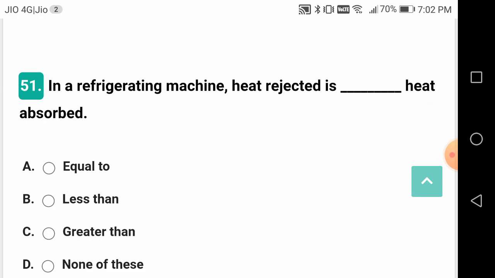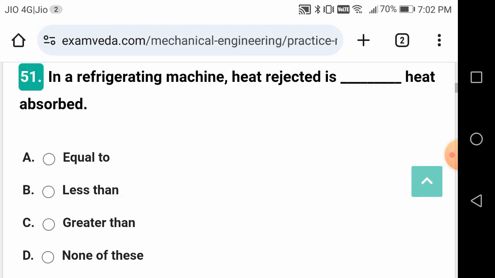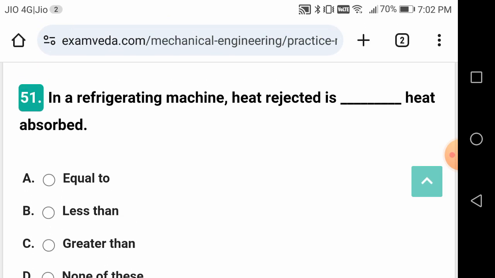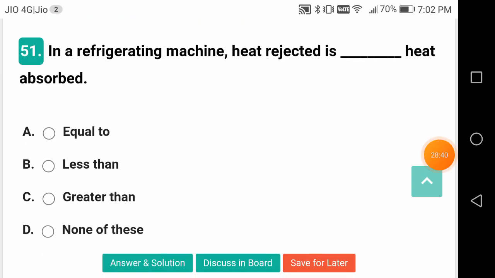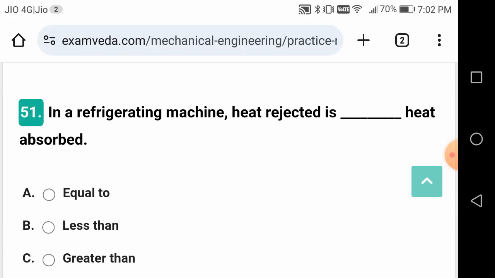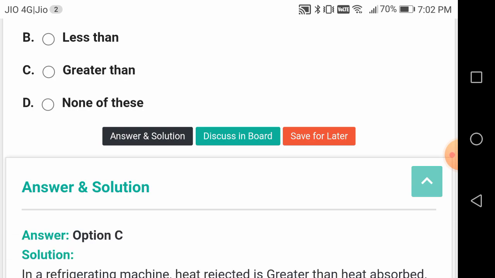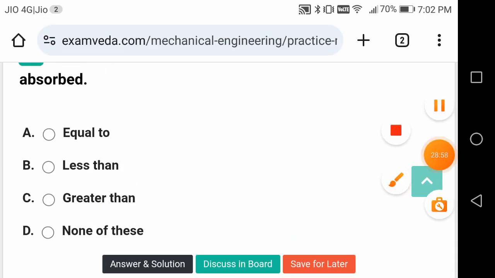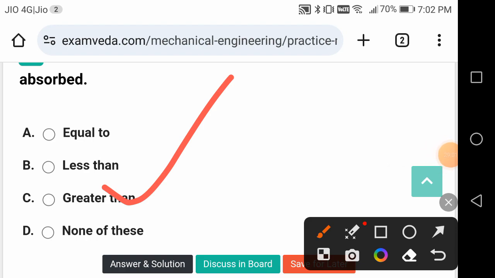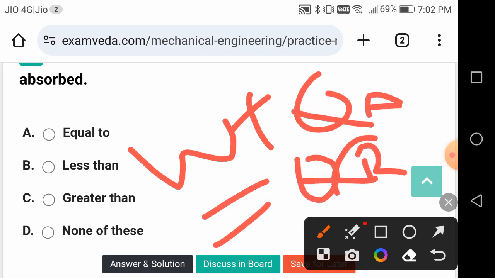In a refrigerating machine, the heat rejected is dash. Less than? We have to check it, friends. It should be more actually, right? But he is saying yes, greater than, correct, greater than, because W plus Q is equal to heat absorbed is equal to heat rejected. So definitely it should be more.